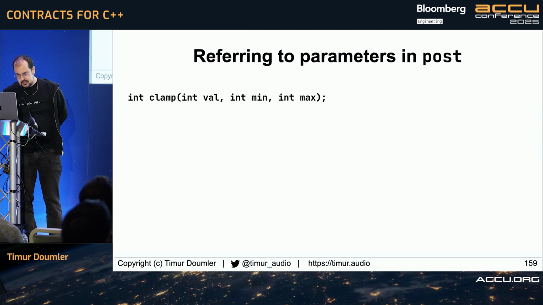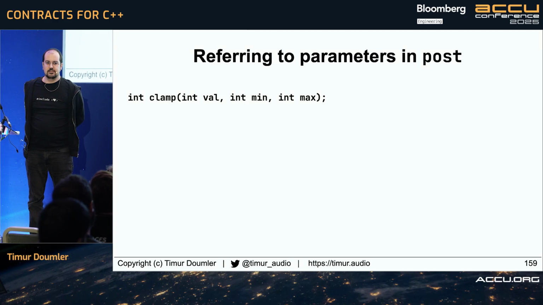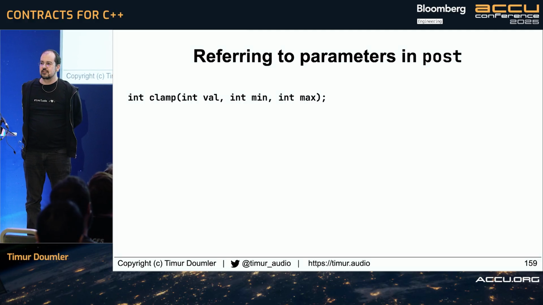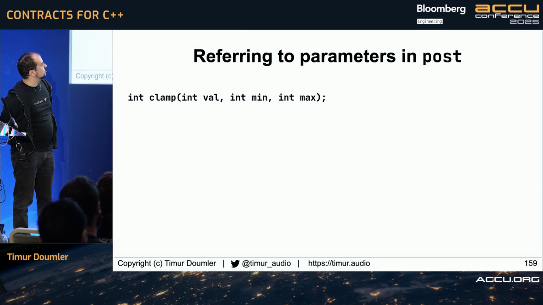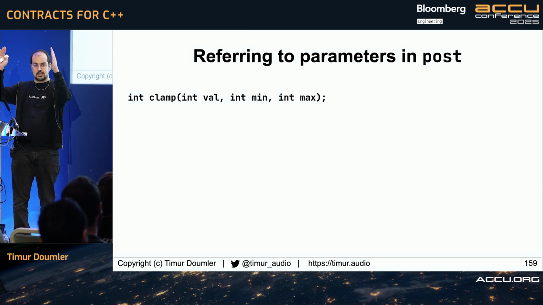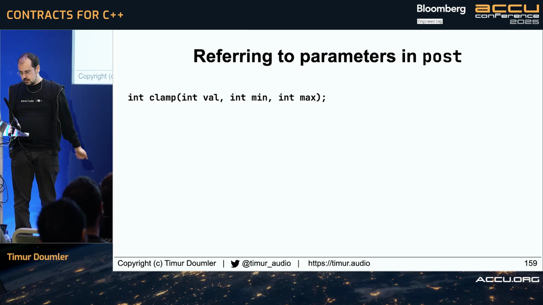Kind of my favorite example for this is clamp. Does everybody know what clamp does? Does somebody not know what clamp does? Okay, Daisy doesn't know what clamp does. It takes a value and a min and a max, and it returns the value if it's within that interval, and otherwise it's going to return min if the value would be smaller, or max if the value would be bigger. So it kind of forces the value within that interval.